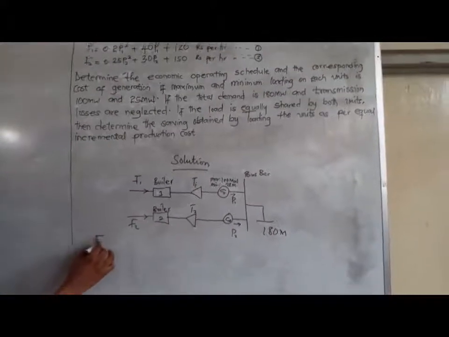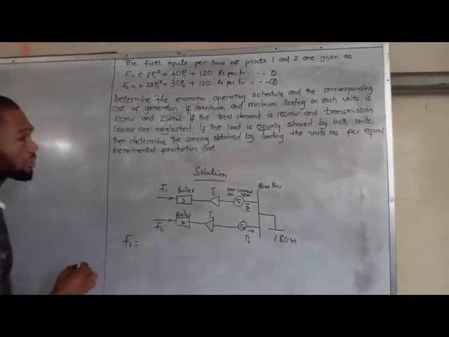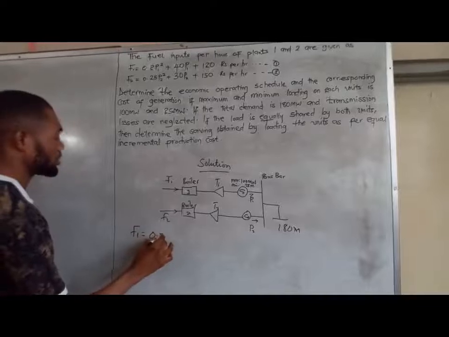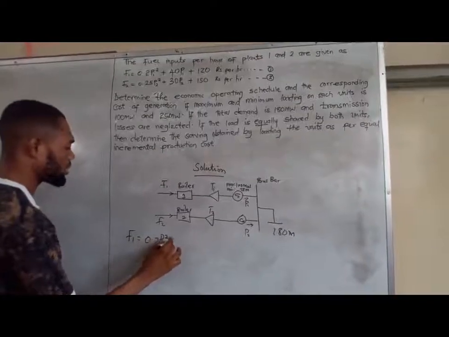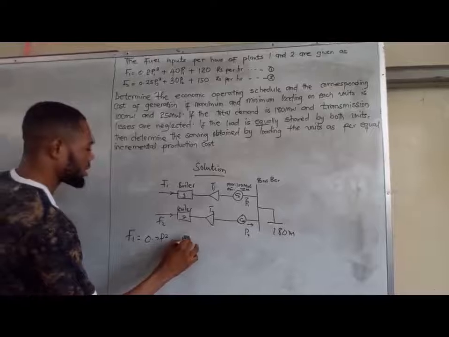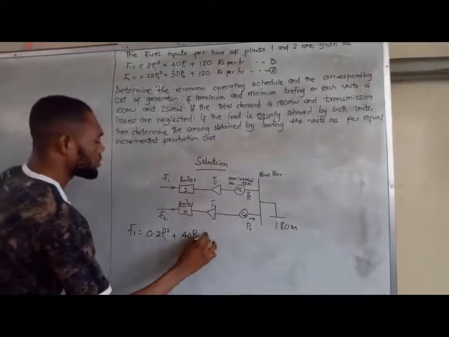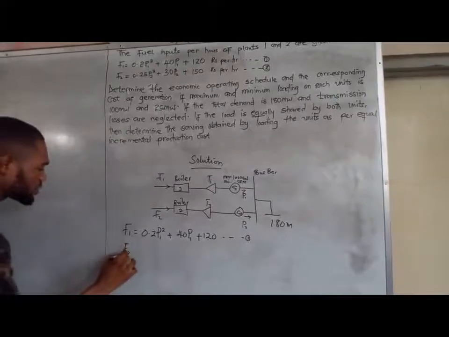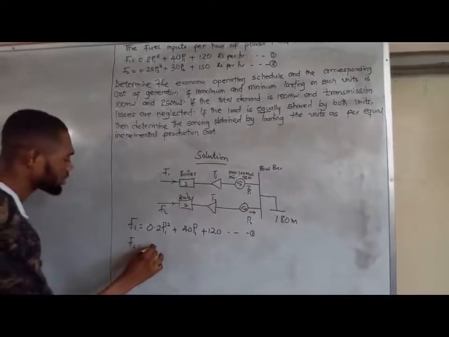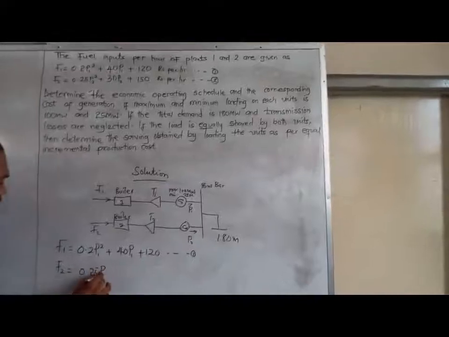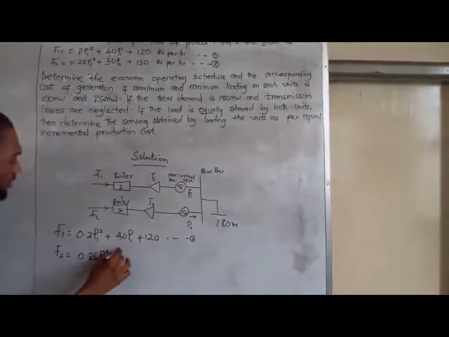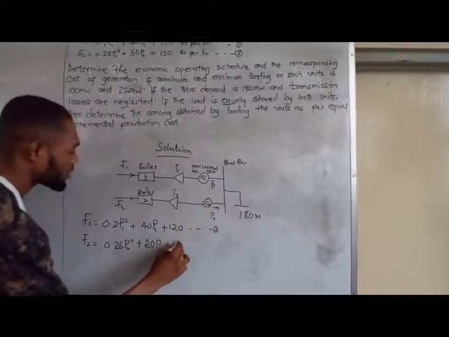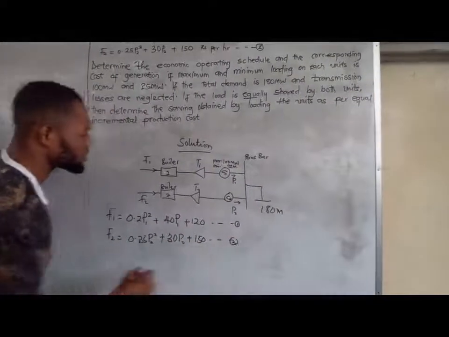F1, the amount of fuel required for plant 1, equals 0.2 P1 squared plus 40 P1 plus 120. Let's call it equation 1. Then F2 equals 0.25 P2 squared plus 30 P2 plus 150. Let's call it equation 2.